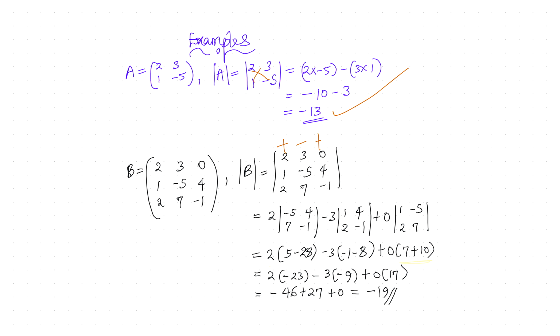So you have 2 into 5 minus 28, that's minus 23. Minus 3 into minus 1 minus 8, that's minus 9. Plus 0 into 7 plus 10, that's 17. And then 2 times minus 23 is minus 46. Minus 3 times minus 9 is plus 27. Then 0 times 17 is 0. So if you add all of that up, your result is minus 19. And that is how you get the determinant of that matrix.